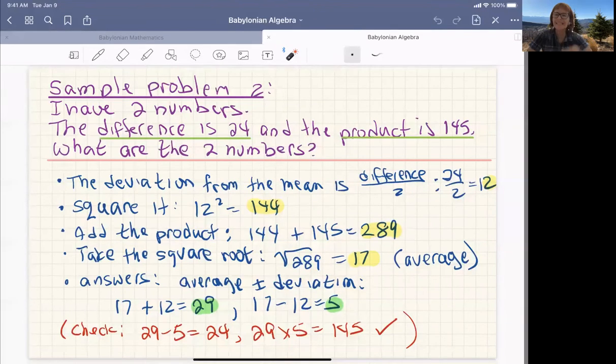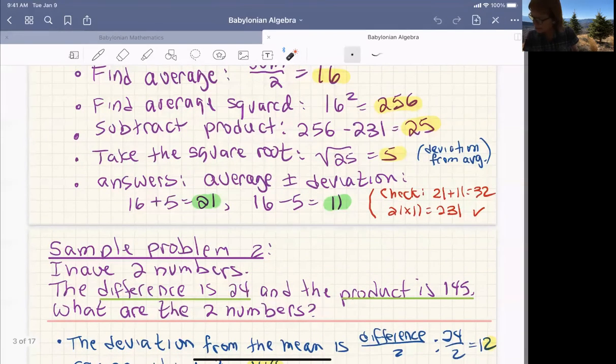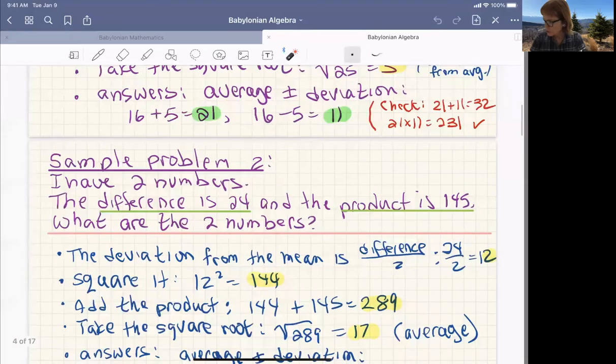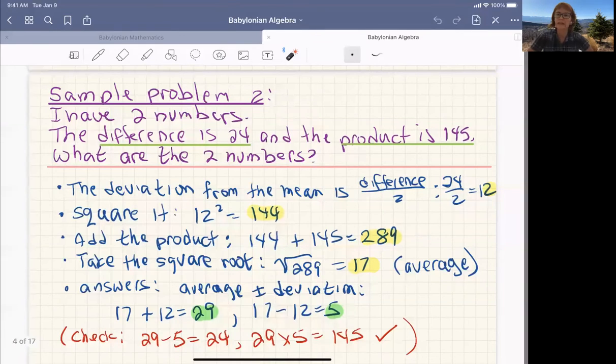Now, notice that these steps kind of look like the steps in the previous example, except they're done in a different order. Almost our last step before was calculating the deviation, whereas here, the first step is calculating the deviation. So basically, it's the same steps, but in a different order. So you start with the deviation from the mean.